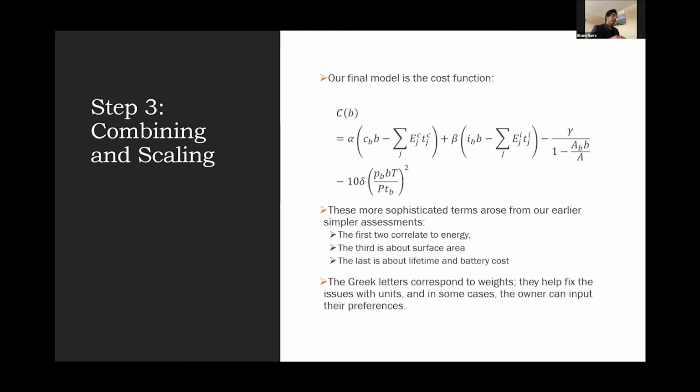So something you might have noticed is that there's a bunch of Greek letters in front of everything. And those were the weights that we were talking about earlier. So having weights, if a homeowner is particularly wealthy and they can easily afford a more expensive battery system, they could tweak that weight and make it less. And someone for whom money is scarce can increase that term so that it's more important.